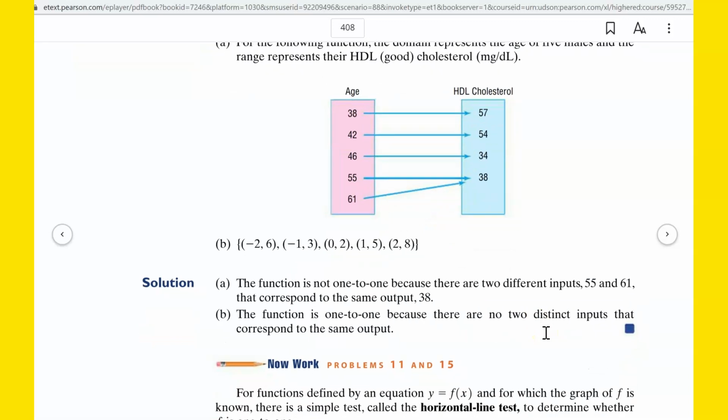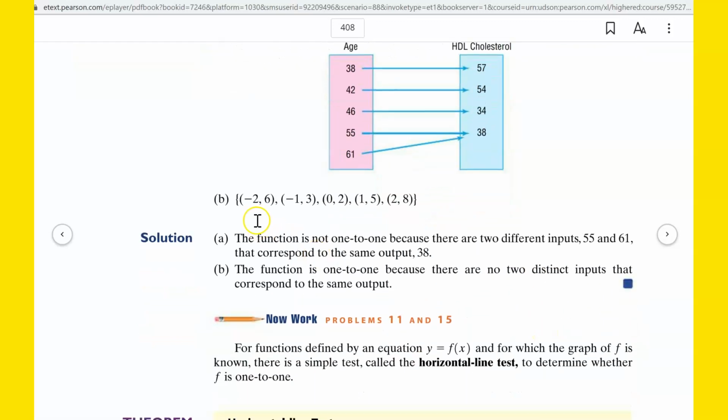All right, is part B a one-to-one function? Check the inputs first. -2 is associated with only one output because there's no other -2s listed. -1, 0, 1, and 2. There are no repeats of those inputs, right? None of those inputs are listed twice with different outputs. And let's look at the outputs now. 6, 3, 2, 5, 8. Those are not repeated either. So it is one-to-one.